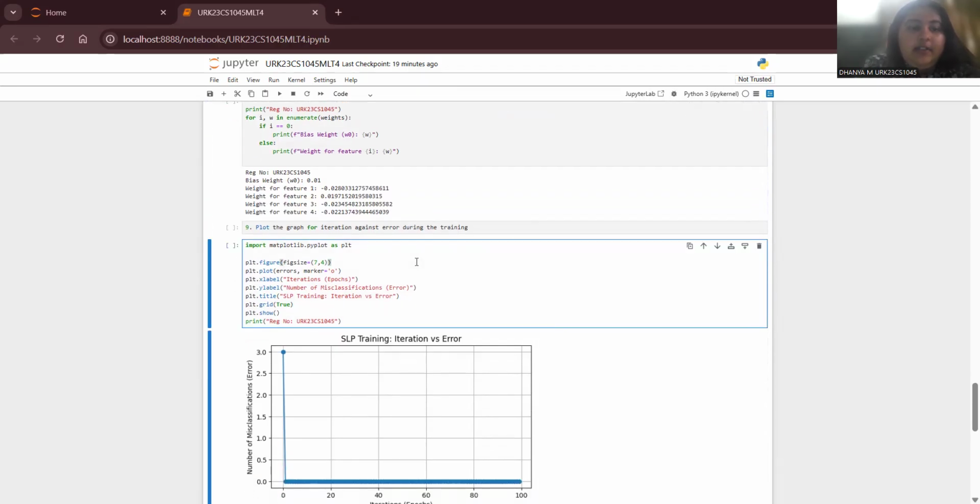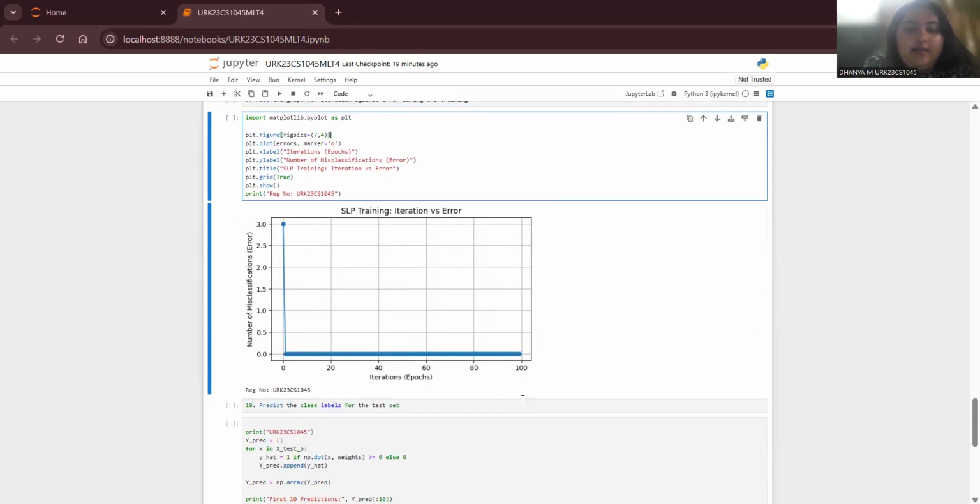And for the ninth one, during training the error is calculated at every iteration. So a graph is plotted with iteration on the x-axis and error values on the y-axis. As the training progresses, the error should gradually decrease. This indicates the model is learning.